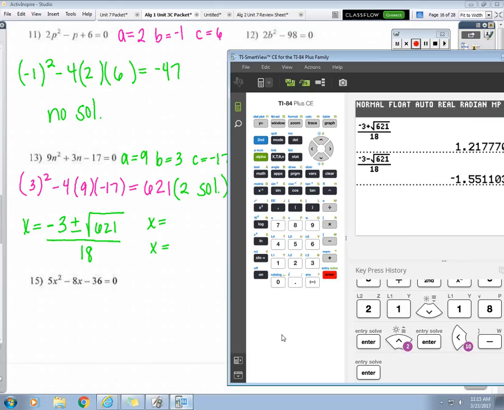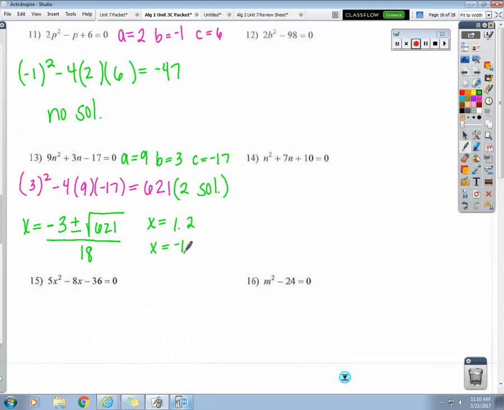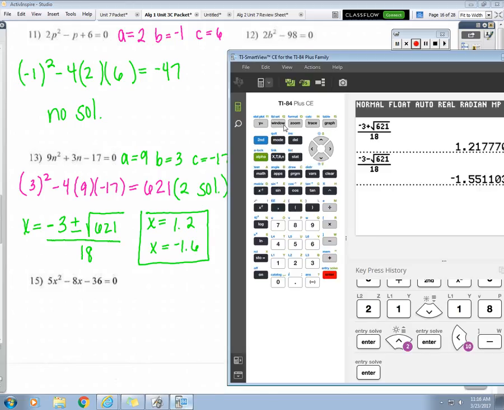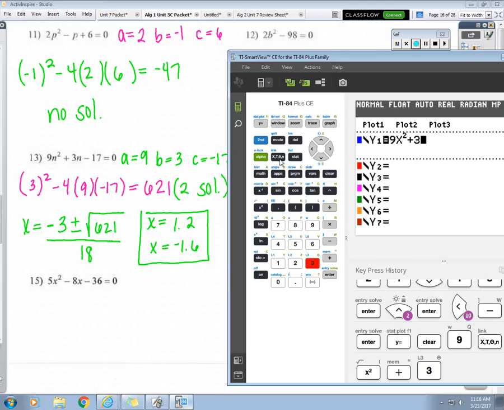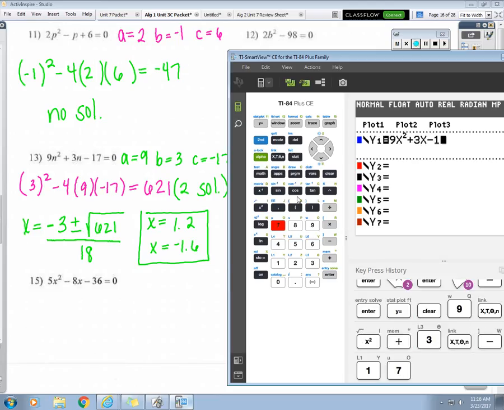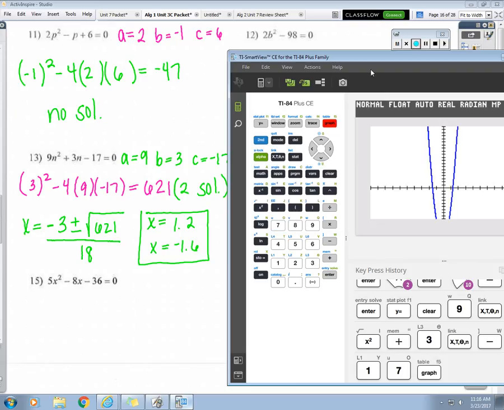And so your second solution is negative 1.6. It'll round up to a 6. So 1.2 and negative 1.6. Now, if I were taking this quiz tomorrow, you better believe that as soon as I got my solutions, I would graph it. Y equals 9x squared plus 3x minus 17. On the graph, I see it cross.